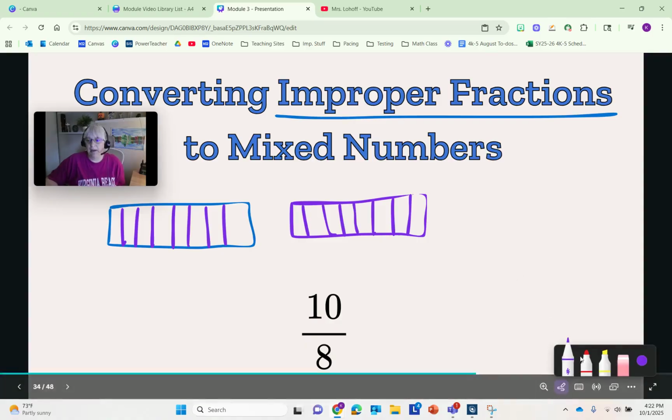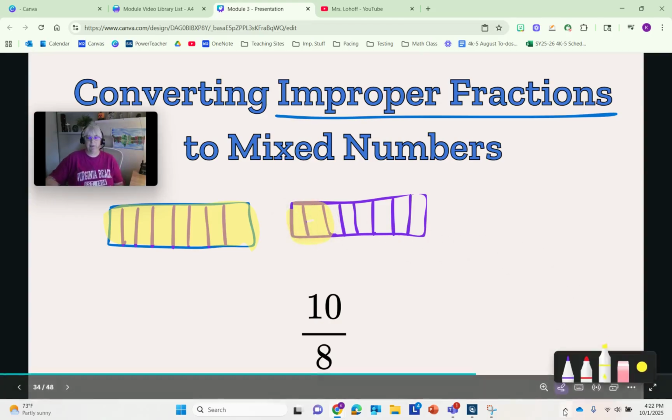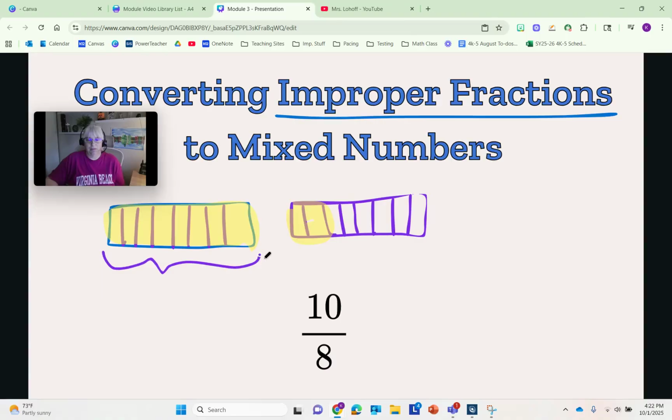All right. I'm going to come in here and I'm going to color 10. I ate 10 pieces. That means I ate all of these because there's 8. Right? I ate all 8 of these and I ate 2 from here. That would represent 10/8. Now, if we look at this, this is a whole, right?